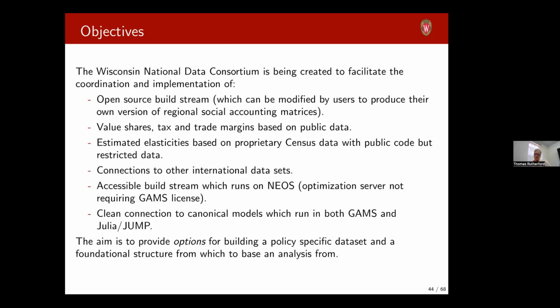We had a couple of other objectives. The transparency of the build stream. We're hoping to incorporate more census data. I'm hoping we can still get back to that. Connections to international data sets, and that's what we've been working with. That's what I'll show you today, a version of the data set that runs with GTAP.